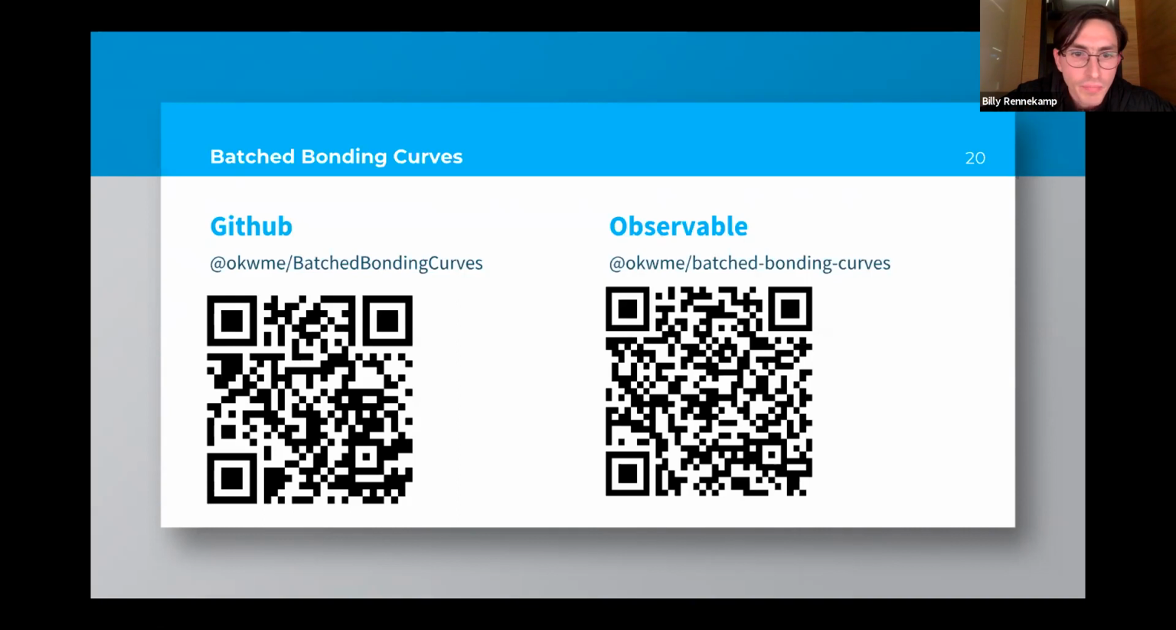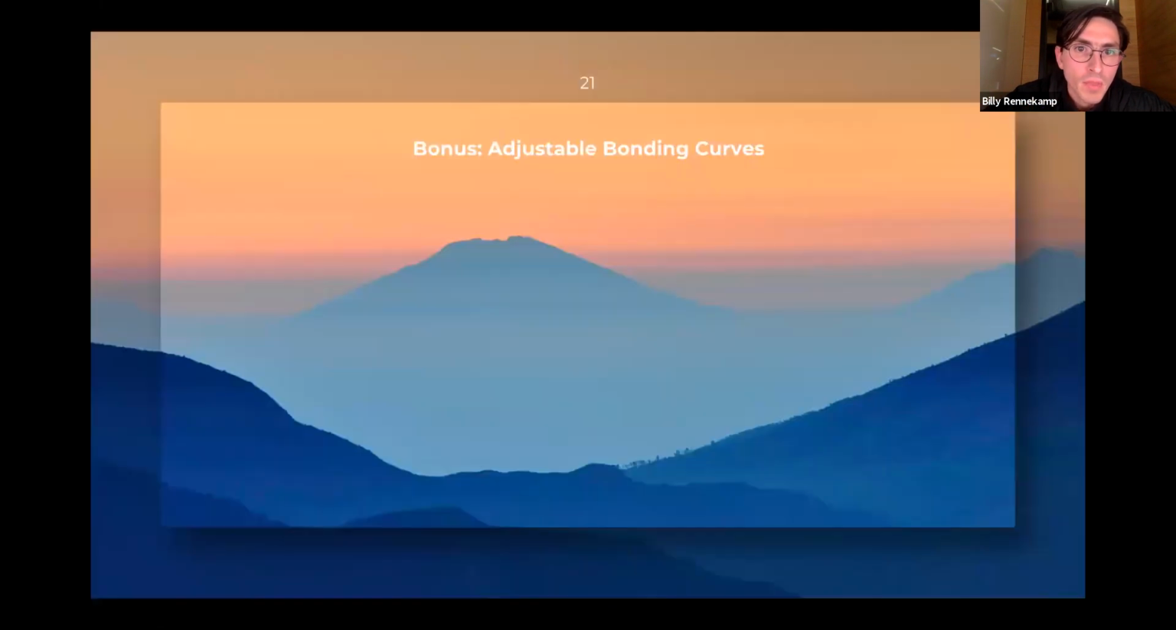I hope that is useful when it's completely live, but feel free to check it out right now in the almost finished, work in progress state that they both are. So this is the bonus about adjustable bonding curves.